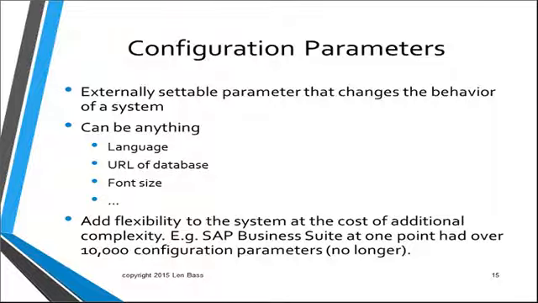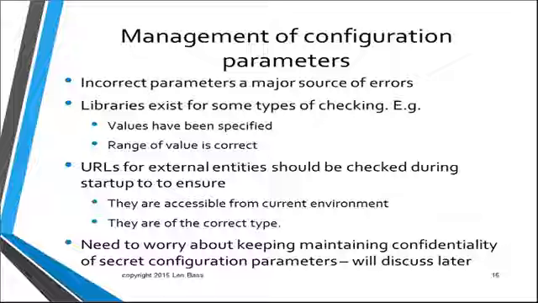It could be anything. And it adds flexibility to the system at the cost of additional complexity. So SAP Business Suite at one point had over 10,000 configuration parameters, and when you have that many, managing the parameters becomes a problem, and they can be inconsistent, and you run into a variety of problems. And so SAP wisely reduced the number of configuration parameters that they must set.